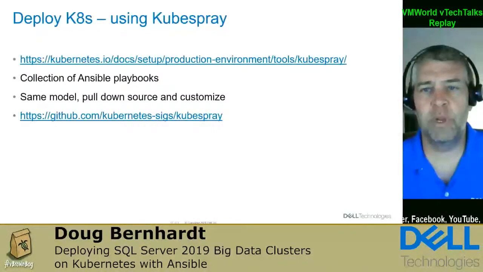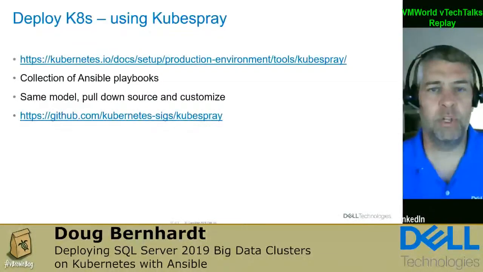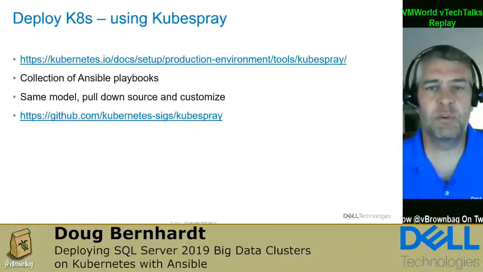Now that the VMs are deployed, the Kubernetes cluster can be deployed on top. In this example, I'm using Kubespray, which you can read more about on the Kubernetes website, and pull the source from the GitHub link listed here as well, but it's the same idea. Pull down a set of playbooks, customize for the environment, and run. The biggest difference here is that since Kubespray offers several different options, there are a lot more parameters that can be specified, but it's still fairly straightforward.